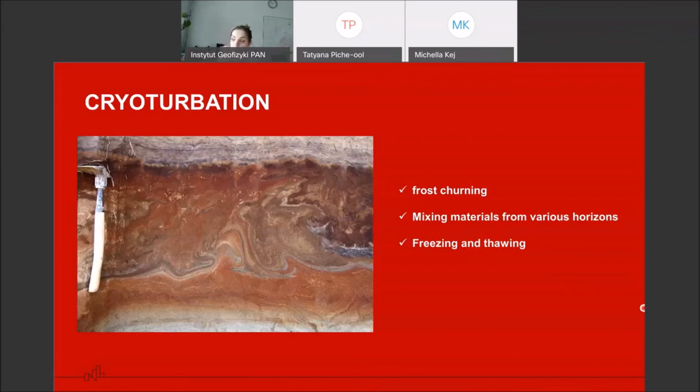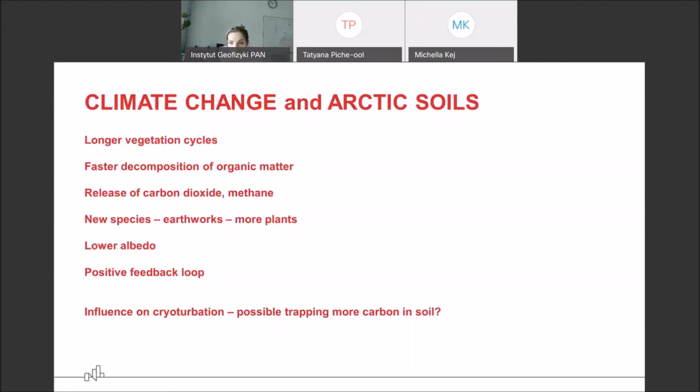As this process occurs, the upper soil material gradually dries out, and there is quite a lot of organic matter, especially carbon, which is transported downwards, so deeper into the soil, and it also has some consequences, especially for the climate change, because as usual, climate change also poses some questions about the future of Arctic soils, what we can expect with changing climate.